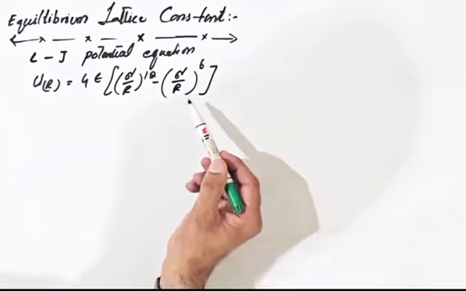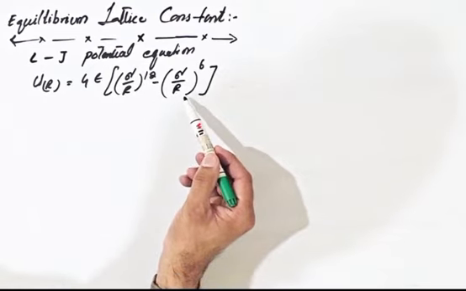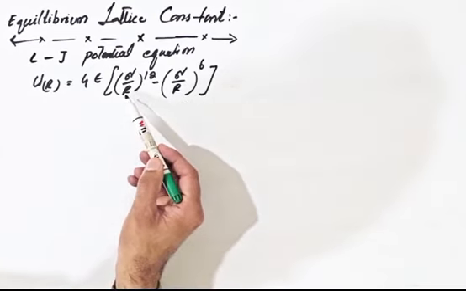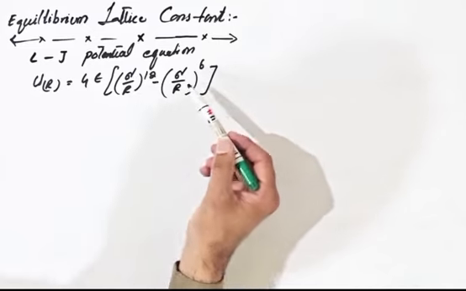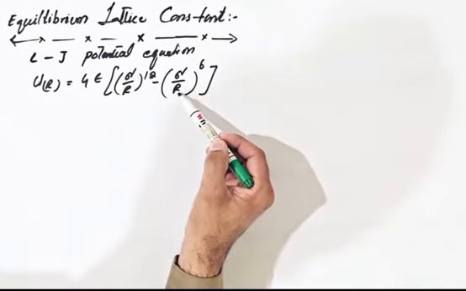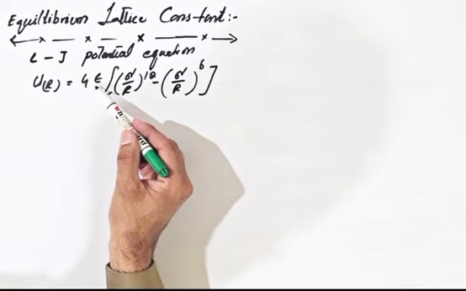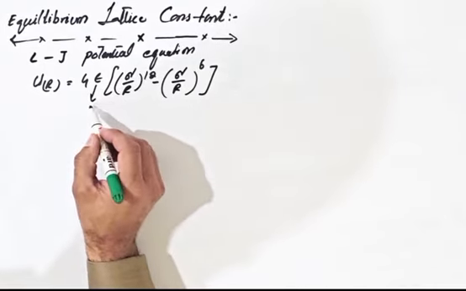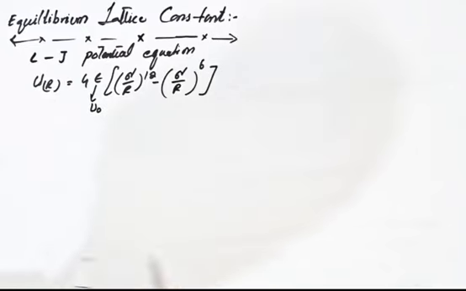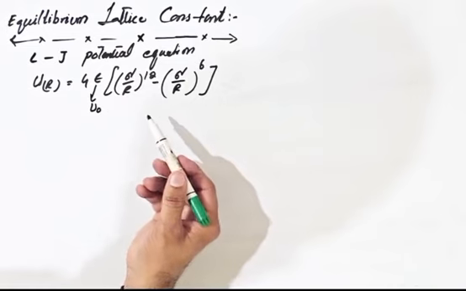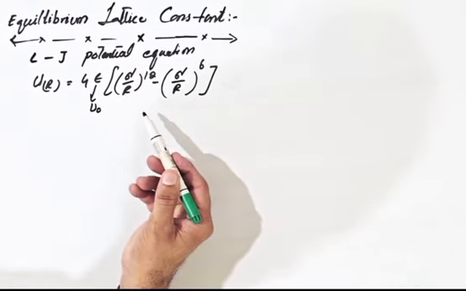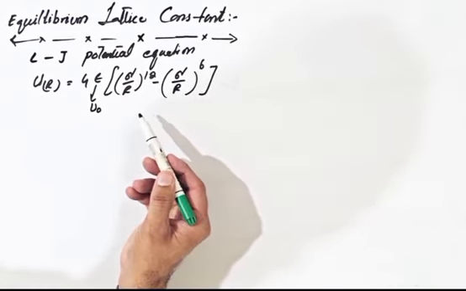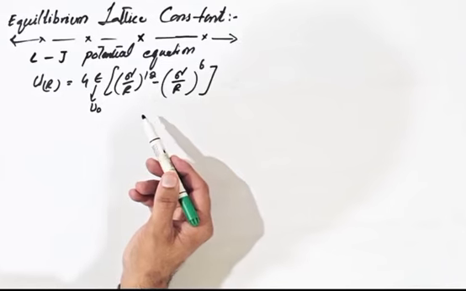As we know, this term is due to the van der Waals interaction, this term is due to the repulsive interaction, sigma and R are the length scale, and E gives us the potential depth. This is also shown by mu naught in many calculations. This equation is for the pair potential, where we consider only a pair of atoms.